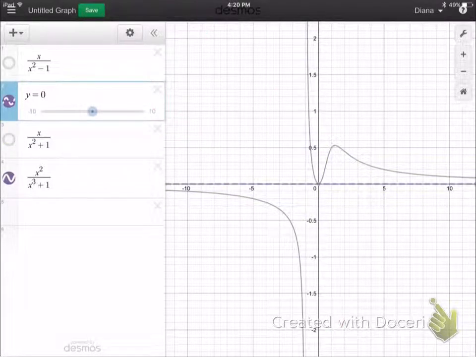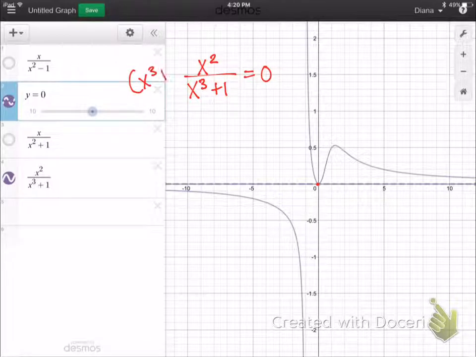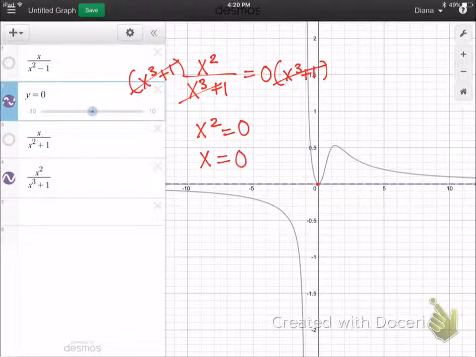Now for the last one, you can see that this one appears to cross its horizontal asymptote, or at least touch it. And to prove it algebraically, once again, we're going to set the equation equal to 0. Multiply both sides by x cubed plus 1. And this simplifies to 1, this simplifies to just 0, and you get x squared equals 0, and you see once again that if y equals 0, x equals 0. So that's how you can demonstrate this algebraically and also see it visually on a graph.